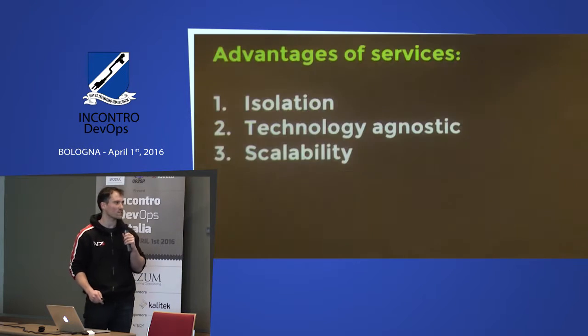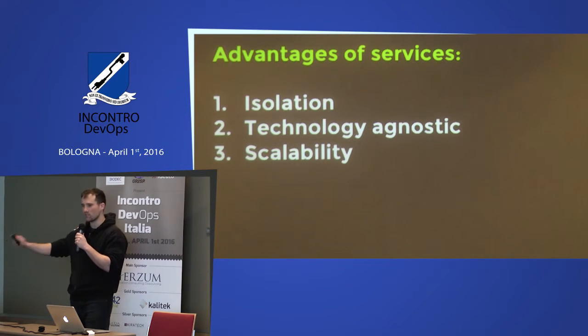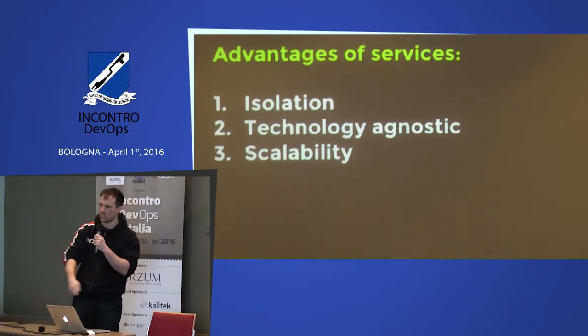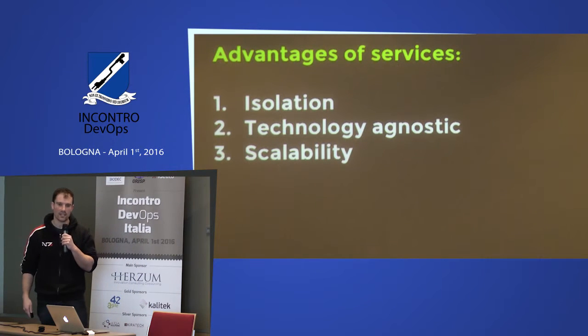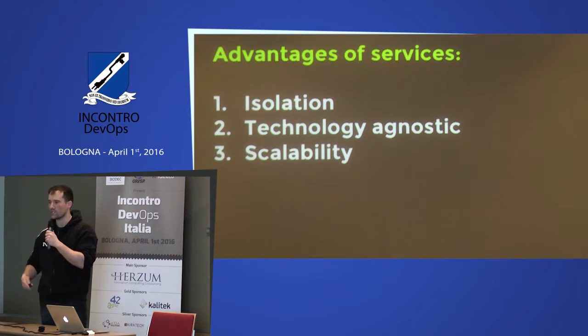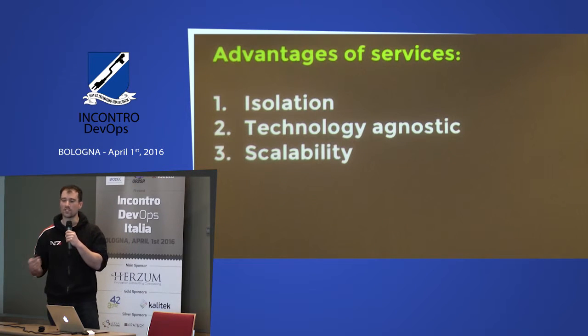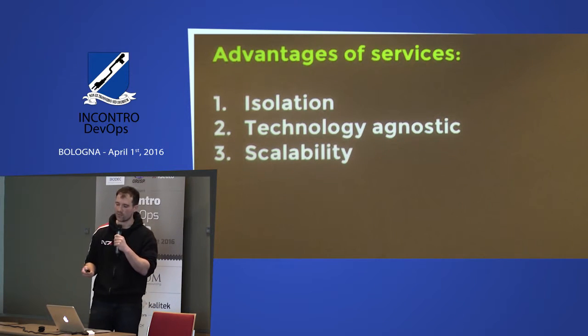Now, I'm not going to spend too much time in this talk talking about the pros and cons of microservices. I will say this, they have a few wonderful advantages. One is isolation. You can focus on one microservice and largely ignore the others. They're also technology agnostic, so you can build them using one technology for one service, a different one for another, and you can scale services individually, which is pretty important.